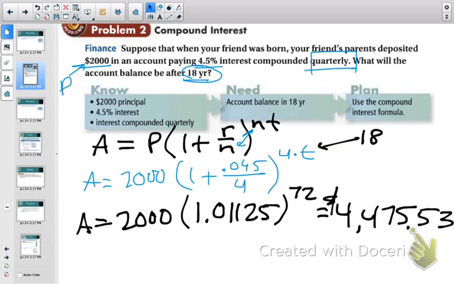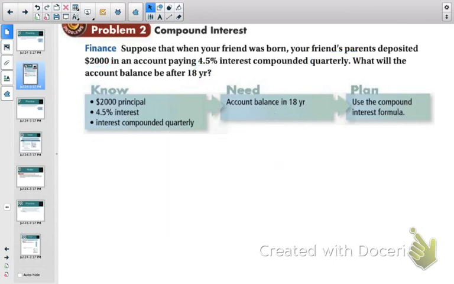Okay, so in 18 years, this is if you don't put any money in or take any money out, after 18 years there will be $4,475.53 in your account. Also assuming the interest rate doesn't change. And that's compound interest.